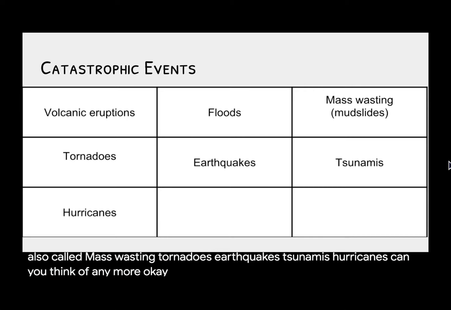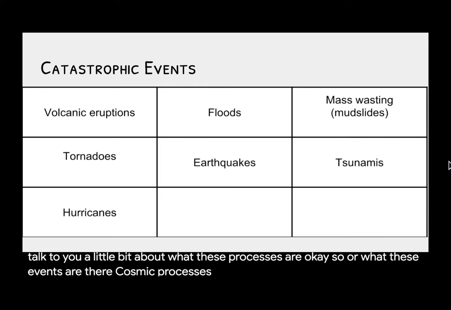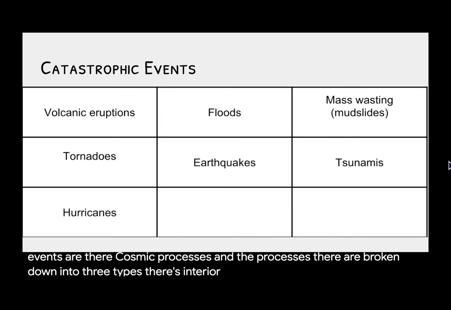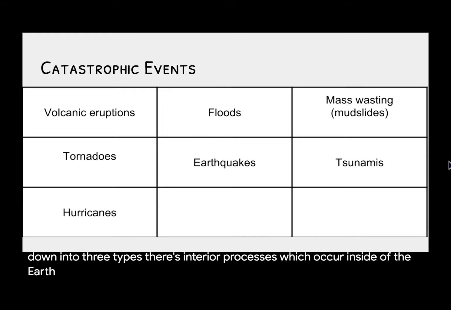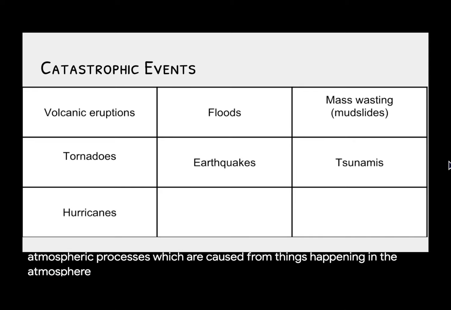Okay. Well, let's think about this too. I want to talk to you a little bit about what these events are. They're caused by processes. And the processes are broken down into three types. There's interior processes, which occur inside of the Earth, surface processes, which occur on the surface of the Earth, or atmospheric processes, which are caused from things happening in the atmosphere. Okay, so typically a weather event.